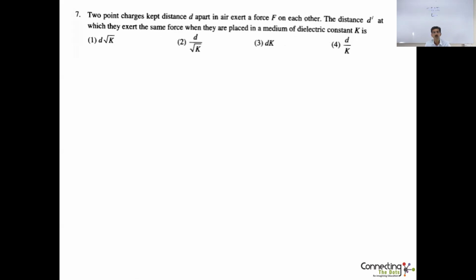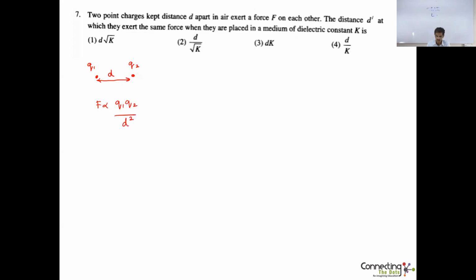2 point charges are kept distance d in air. They exert a force of F on each other. The distance d dash at which they exert the same force when they are placed in a medium of dielectric constant K is, and there are 4 options. So let us understand what this question is saying. There are 2 charges, and you can call them Q1 and Q2. They are at a distance of d, right, in air. So the force is proportional to Q1 Q2 by d square.